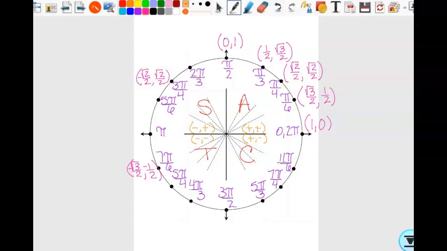Can you fill in the rest of your ordered pairs now? Fill in the rest of your ordered pairs. Tell me if you don't know how to do that. You don't know what I mean. I'm going to fill them in as well. Quadrantals too, don't forget about them.